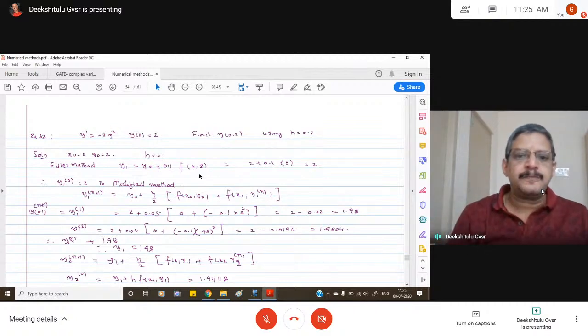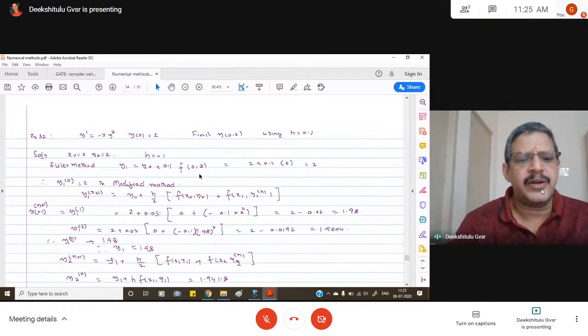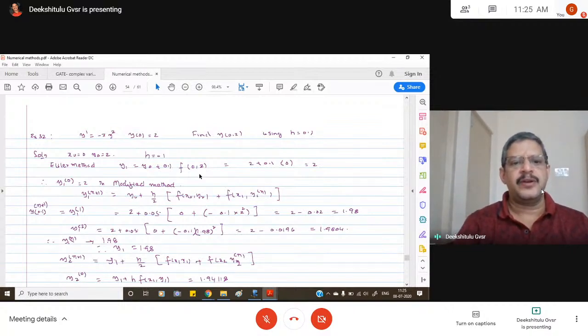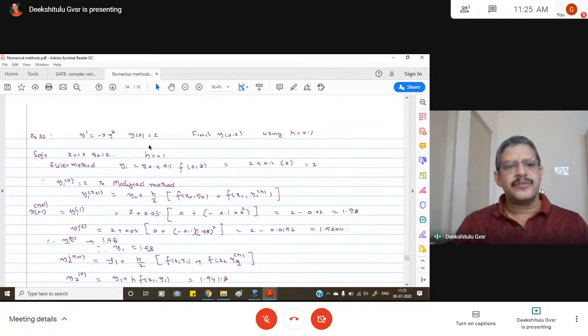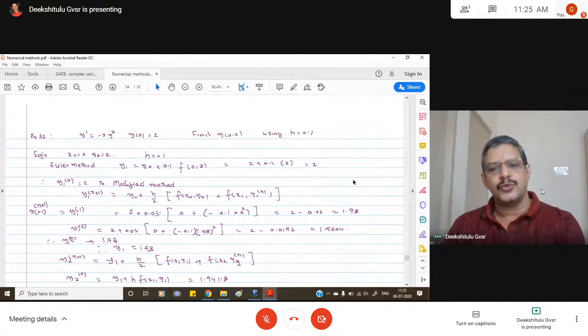So x0 is 0. Given that x0 is 0, y0 is 2, h is equal to 0.1. So Euler's method: y1 is y0 plus 0.1 into f of x0, y0. If you calculate, x0 is 0, so the whole thing becomes 0. So y1 is equal to y0, and y0 is 2, so y1 is 2. From Euler's method, this you take as y10 in modified Euler's method. So y10 is equal to 2 in the modified method.